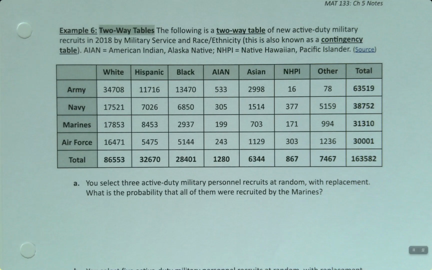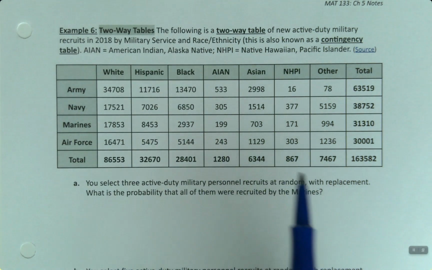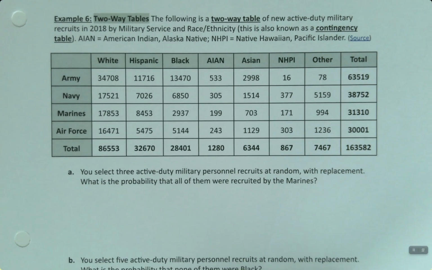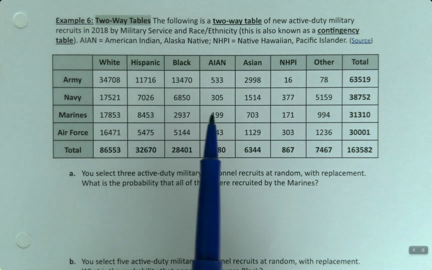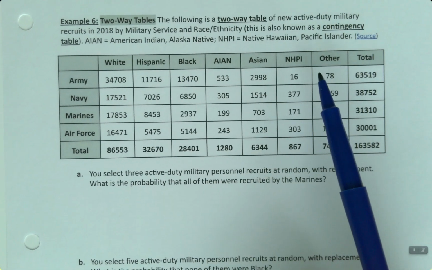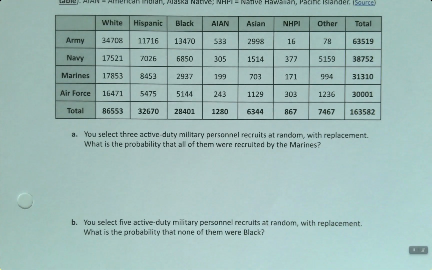Let's now take our newfound knowledge of the multiplication rule as well as the at least one rule, and apply it to our favorite, the two-way table, which is where statistics and probability coincide together. We've looked at this two-way table before. This is active duty military recruits by military service and by race and ethnicity.